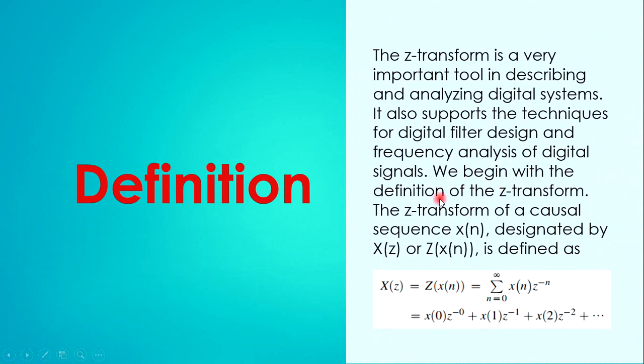So the definition of Z transform is, if we have x of n in time domain and we want to convert that x of n in Z domain, we will follow this formula. Summation from n is equal to 0 to infinity x of n multiplied by z power minus n. We can write it as this one. So let's have some examples.